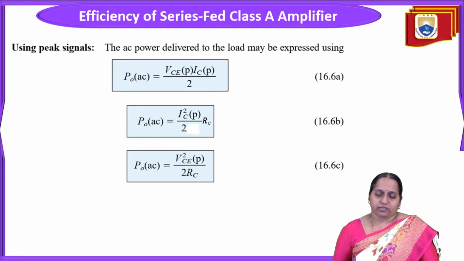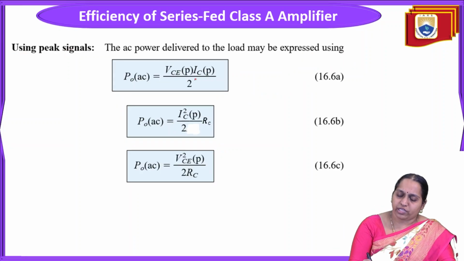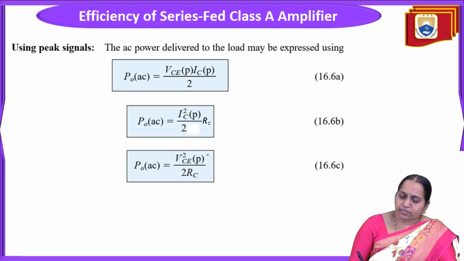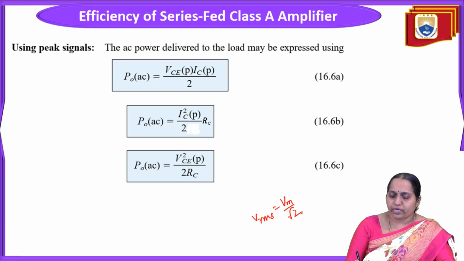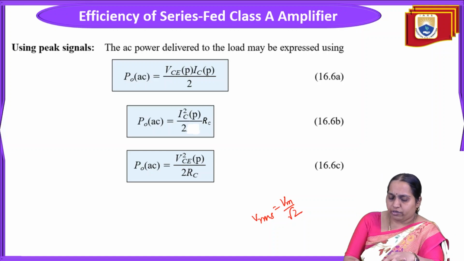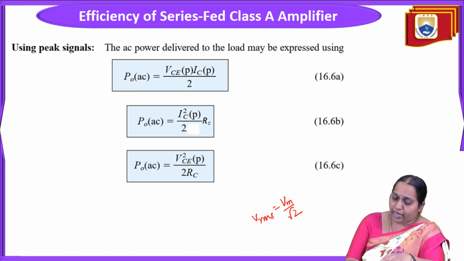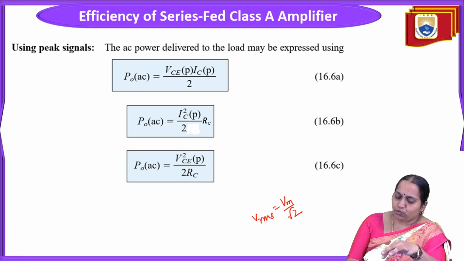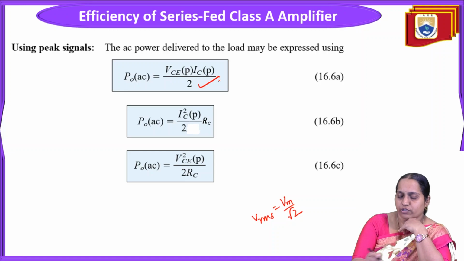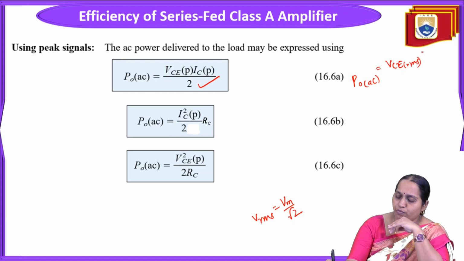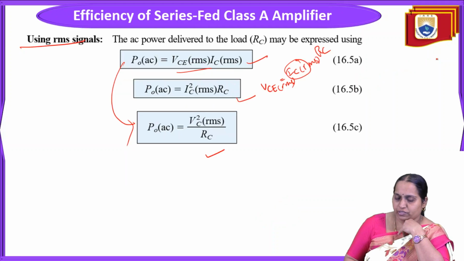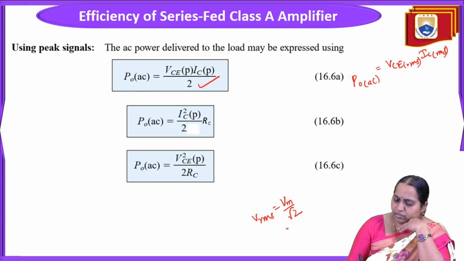The same, if you want to use peak signals, the AC power delivered to the load can be expressed as VCE peak into IC peak by 2. Because the RMS value is always equal to the peak value by root 2, VCE RMS is VP by root 2, and similarly IC RMS is IP by root 2. So you get VCE peak into IP by root 2 into root 2, which gives this 2. P naught AC using RMS is VCE RMS into IC RMS, and VCE RMS is nothing but V peak by root 2.